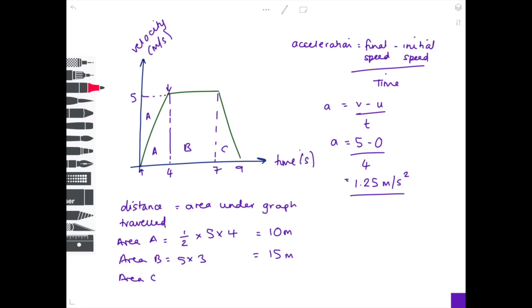Finally, area C, we're back to our triangle, so we need a half, times the height of the triangle, which is 5, times the width of the triangle, which is 2, so we get 5 meters. If you add that up, you get a total area of 30 meters, and that therefore is the distance travelled.